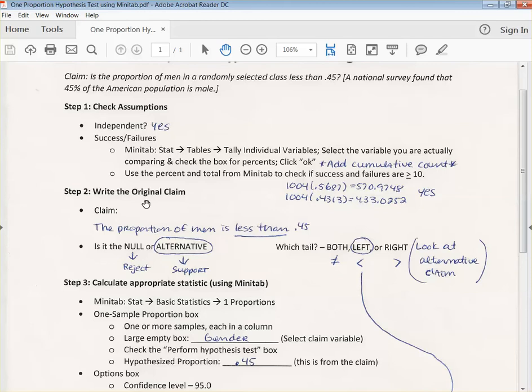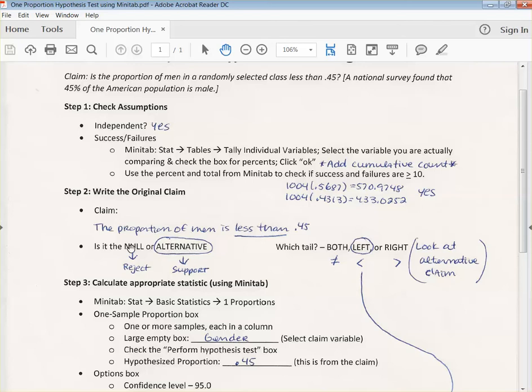We then write the original claim, which is that the proportion of men is less than 0.45, and that's just from right up here. Is it the null or alternative? Well, less than, there's no equality, so it's going to be the alternative.